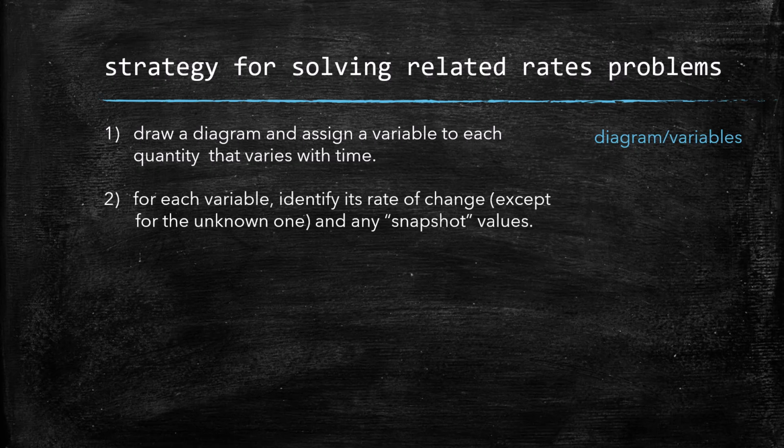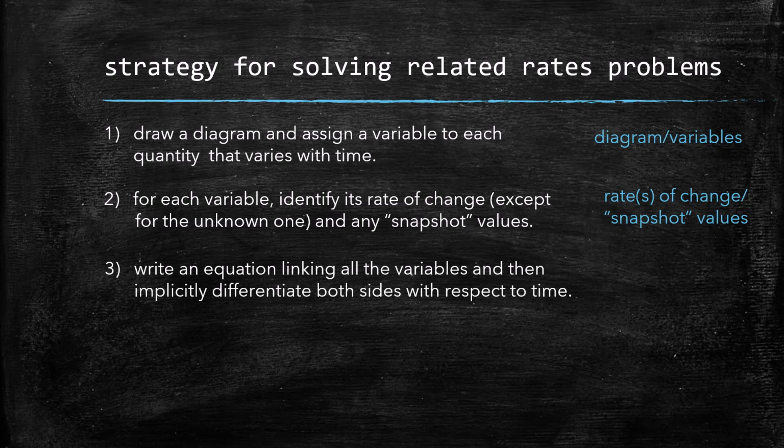Step 2 is for each variable. This is more of an organizational step where you take all the information from the question and itemize what rates of change I have, what I want to find, and what I call snapshot values. That's the variables that we're talking about. Often they say at a particular moment in time, when the variables have specific numbers, what is the rate of change? So I call that rates of change, snapshot values, abbreviated.